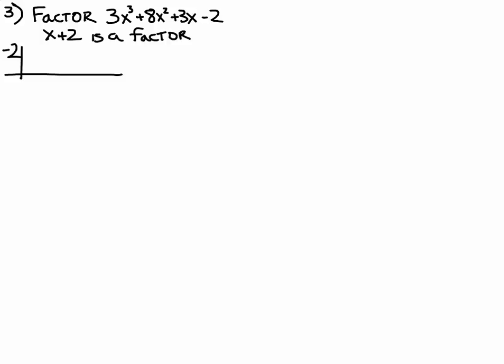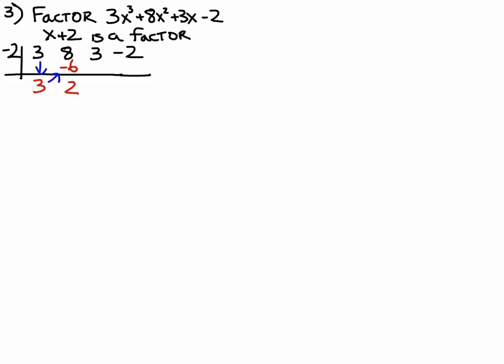The numbers across the top would be 3, 8, 3, and negative 2. These are the coefficients from the polynomial. Now, as we do this, 3 comes down for free. As it moves up to the next row, it multiplies by negative 2 to make negative 6. And then it adds to make 2.